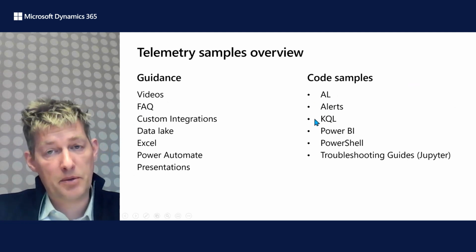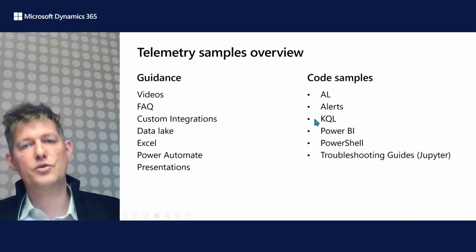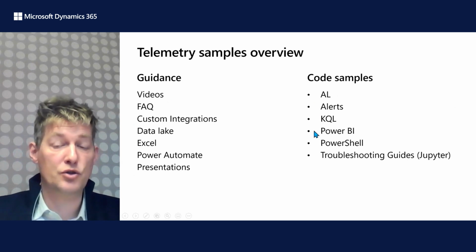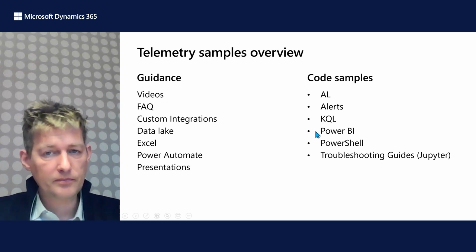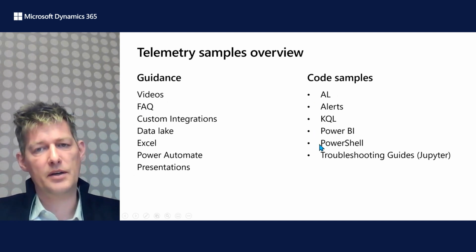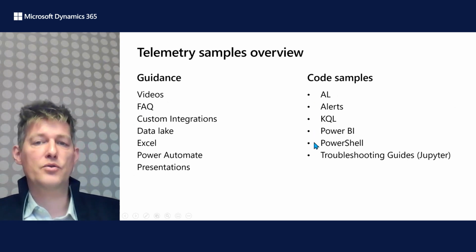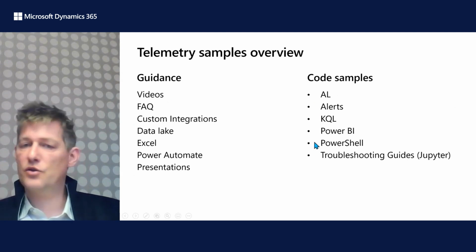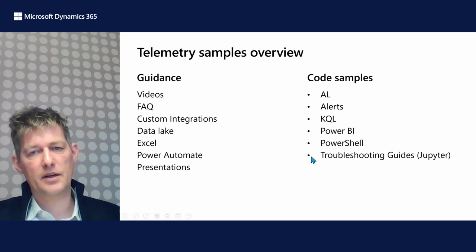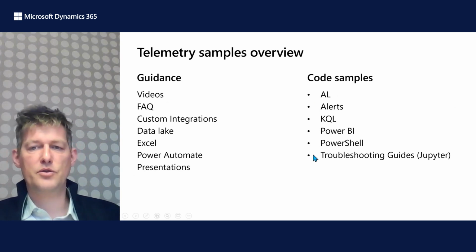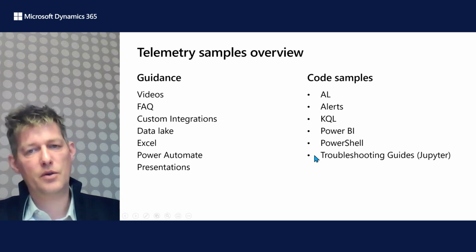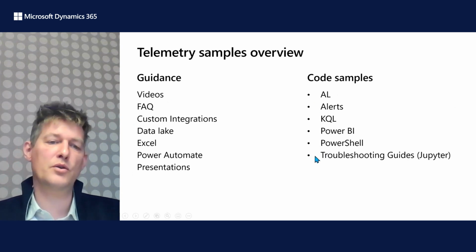KQL is all the samples of different Kusto query language samples on telemetry. Power BI is where you find the source code of the new app. All of that is open source, and also the instructions of how to get started. PowerShell is if you want to read data with PowerShell and do things with it. There's a sample PowerShell script for you to get started. And then the Jupyter troubleshooting guides in Jupyter notebooks are also here, so you can use them if you don't want to use a code space.